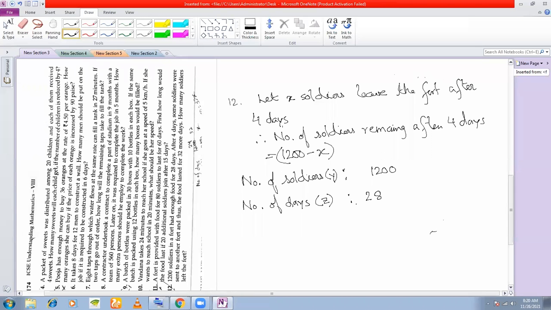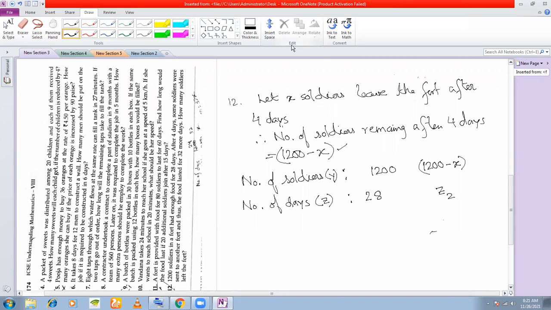After 4 days, some soldiers leave, right? So after 4 days, how many soldiers leave? X. So we're left with 1200 minus X soldiers, right? So for how long will the food last? Let us call this Z2.